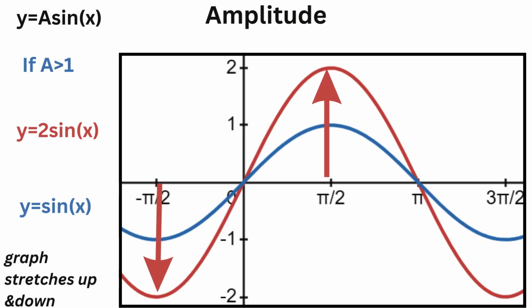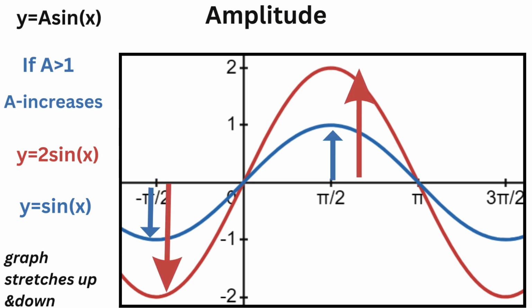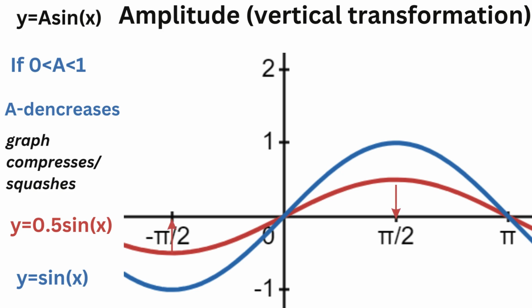Now let's talk about amplitude. The amplitude of a trigonometric function tells us how tall the peaks and how deep the troughs are. When we have y equals a sine x, the value of a stretches or compresses the graph vertically. If a is bigger than 1, the amplitude increases. If a is between 0 and 1, the amplitude decreases.